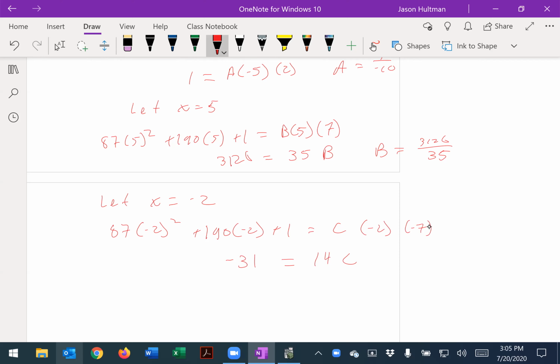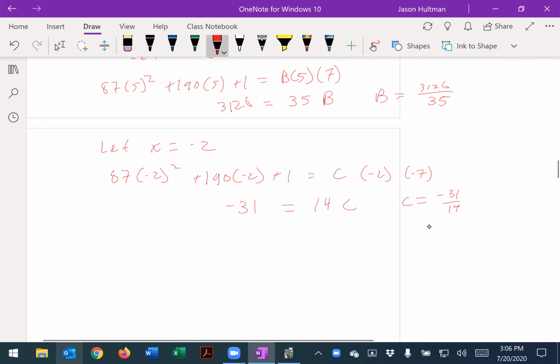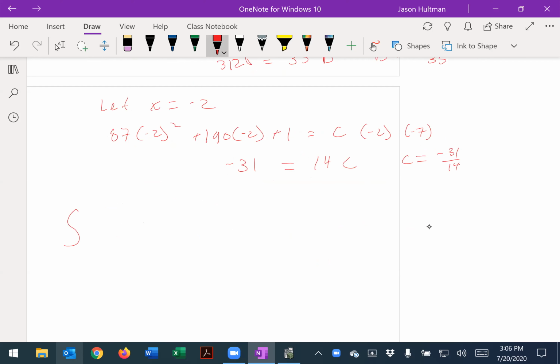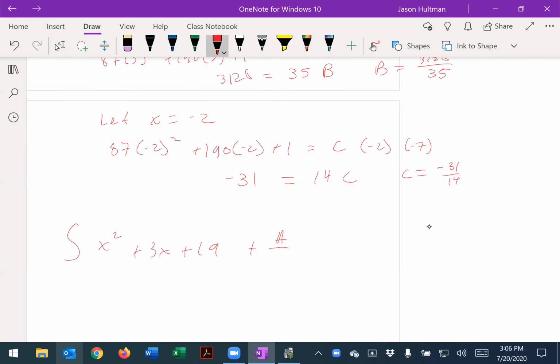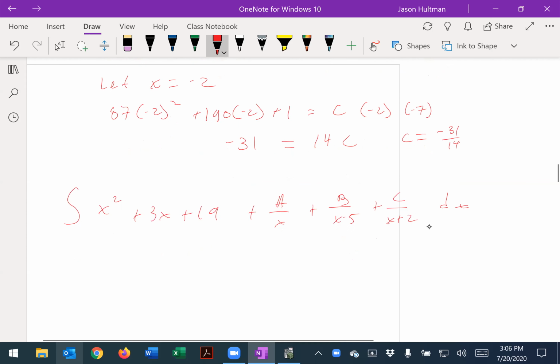Okay, so this implies that c is equal to -31 over 14. So we have all the pieces of the puzzle that we really need to solve this. We want the integral now of x squared plus 3x plus 19 plus a over x plus b over x minus 5 plus c over x plus 2 dx. I'm just going to plug in my a, b, and c.